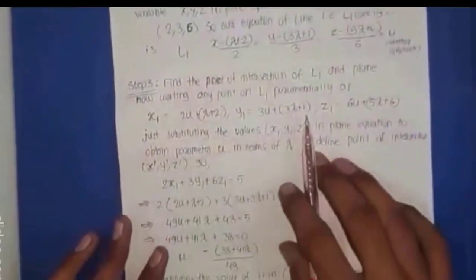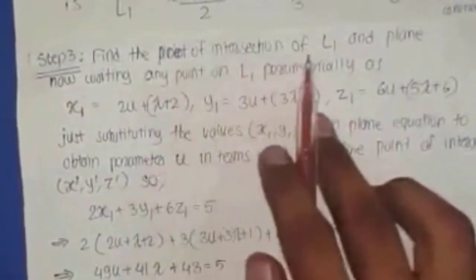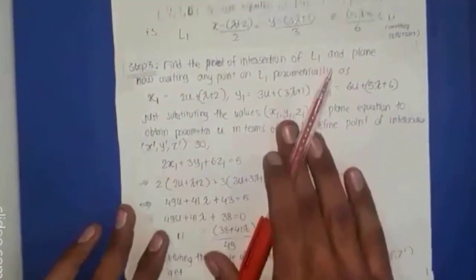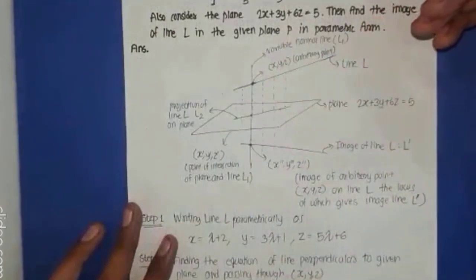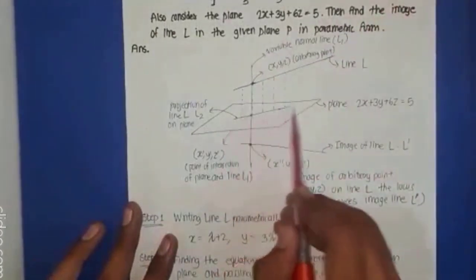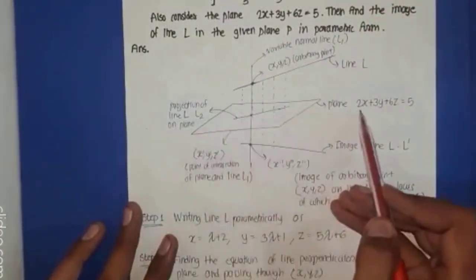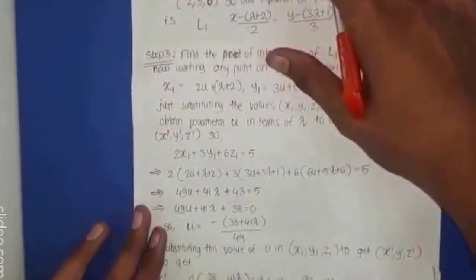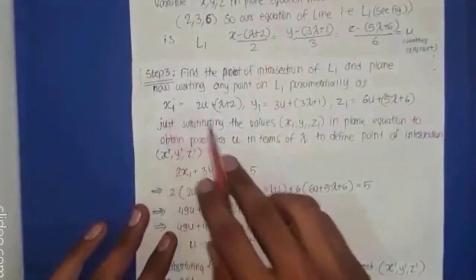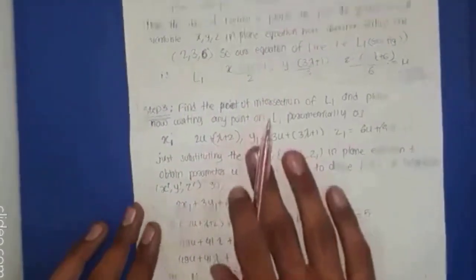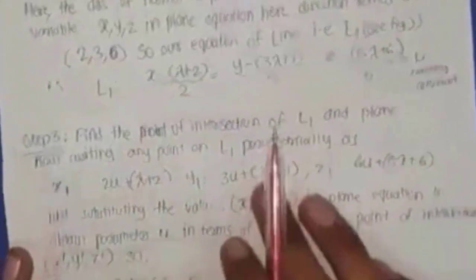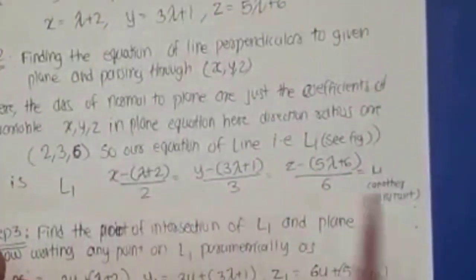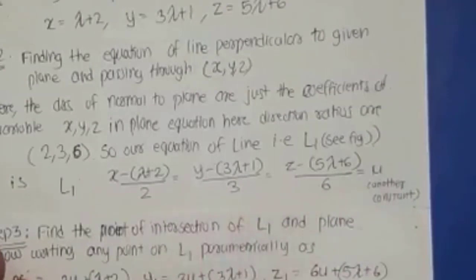Now step 3, for finding the point of intersection of L1 and the plane. Now this is our line L1 and we have to find the point of intersection of this line with the plane 2x plus 3y plus 6z equal to 5. Let the coordinates of the point, which can vary arbitrarily on the line L1, be parametric, like we have here parameterized already with mu. So x1 is 2 mu plus lambda plus 2, y1 is 3 mu plus 3 lambda plus 1, and z1 is 6 mu plus 5 lambda plus 6.